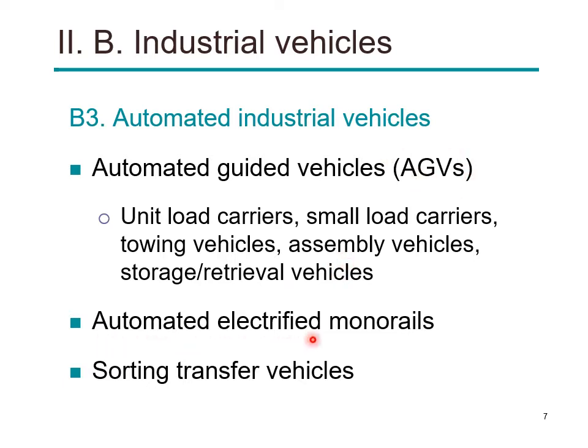We may have automated electrified monorails, and we may have sorting transfer vehicles. So it's important to know the advantages and disadvantages of these devices, and there are in fact different technologies of these AGVs. For example, how are these AGVs operated? They can be pre-programmed so that they follow a computer code, or they can be instructed online so that whenever there is a need for material transportation, a central computer sends the command to the AGV. Of course, this central computer plans all the AGVs inside the facility.